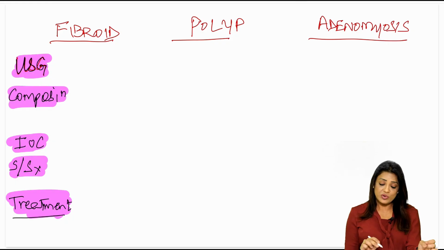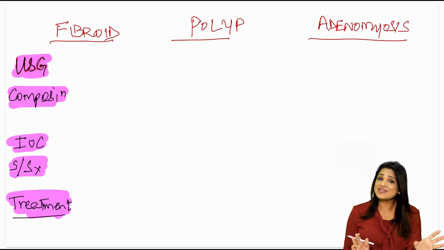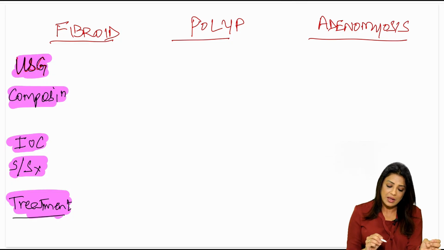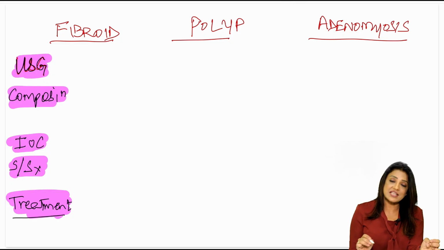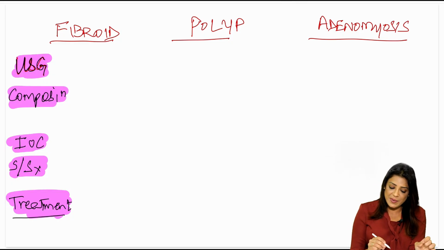Now I want you to fill up this table with me. Now we have already discussed fibroids and we know what is a polyp. So I want you to just quickly tell me what all changes we can expect and what all differences we can expect in these three. Okay. Now, first of all, the sonography finding.